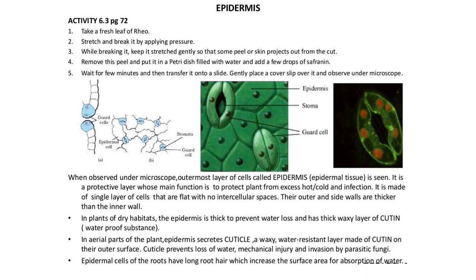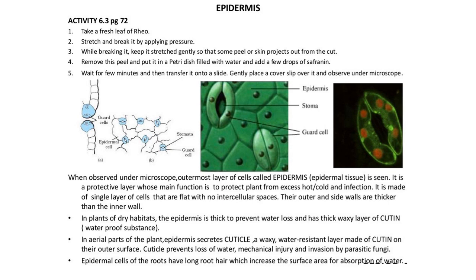And then once you remove this peel, you have to put it in a petri dish and fill some water so that it doesn't get dry, and then put a few drops of safranin. Safranin is basically a stain we use in the lab. Once we return to the school, we'll be using this particular stain.